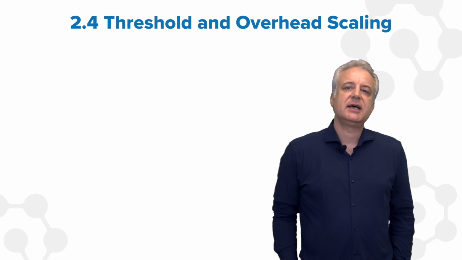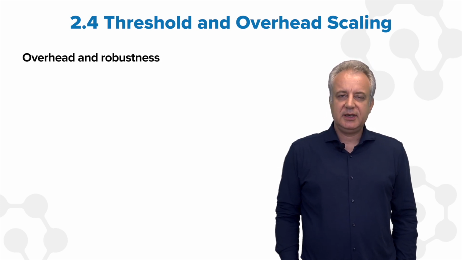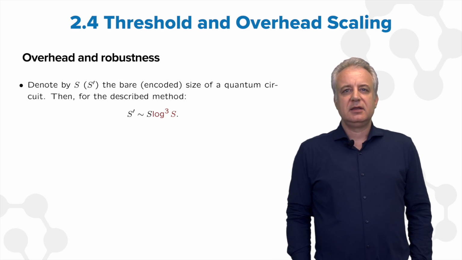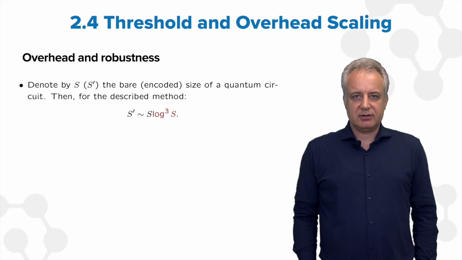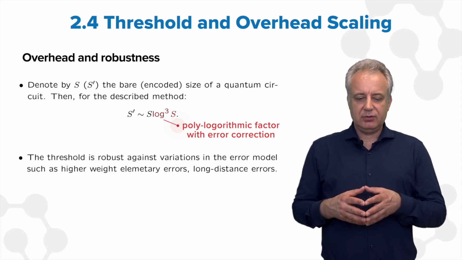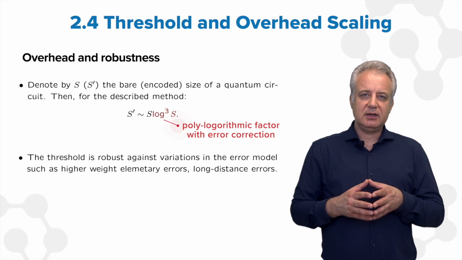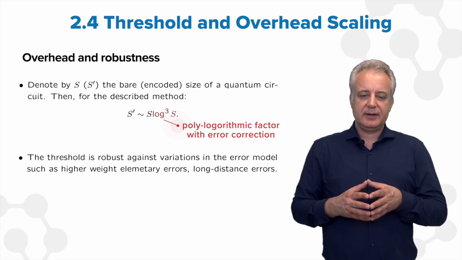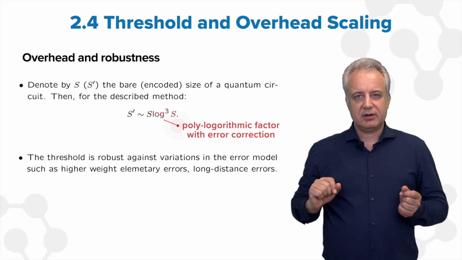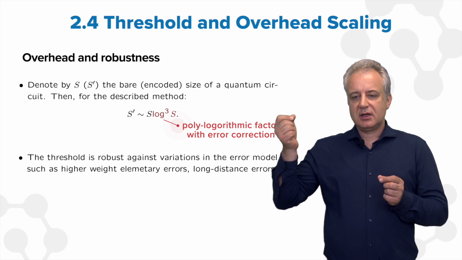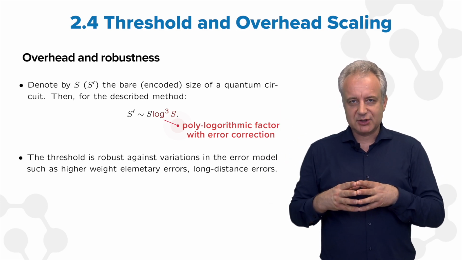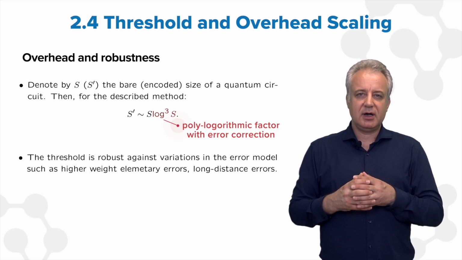The second aspect to talk about is the overhead. Let's begin with the scaling. That's the first thing to look at. How costly is fault tolerance? What we find is that the operational cost with error correction only incurs a polylogarithmic correction. Suppose you have your original computation without any need of quantum error correction, and let's assume the size of that circuit is S. The operational cost with error correction is that same S times the logarithm of that size raised to the third power. So a polylogarithmic correction for error correction in the computational cost, scaling-wise, is very, very mild.